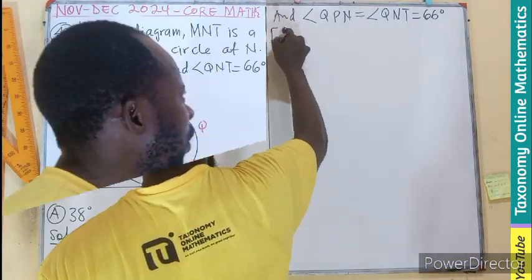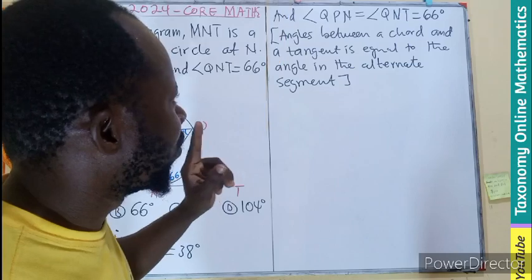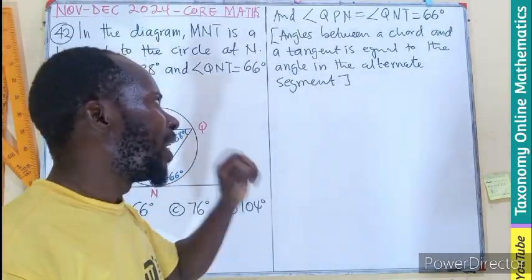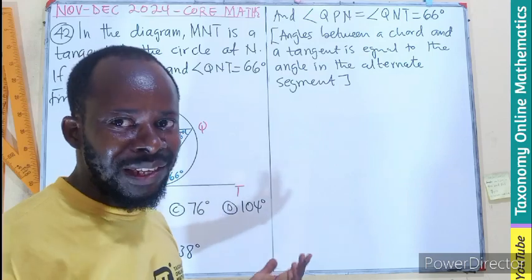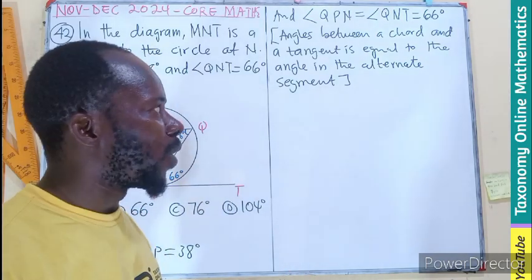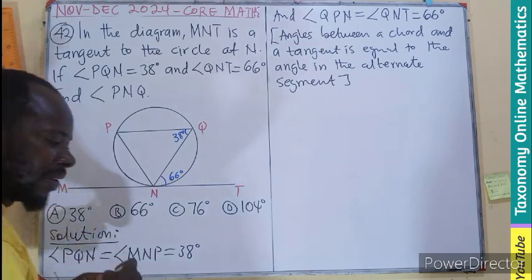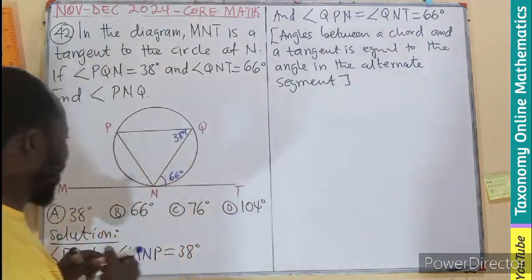So now we can state the property. The property is angles between a chord and a tangent is what? Equal to the angle in the alternate segment. Better still, you can say the alternate segment property.